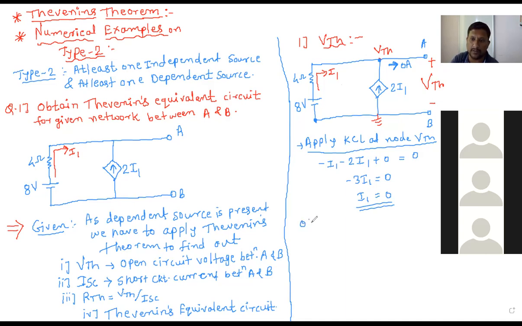So by Ohm's law, 8 minus VTH, because I have to find the VTH value, 8 minus VTH divided by 4 is nothing but I1. Right? See how the direction of I1 is. So 8 minus VTH divided by 4 is my current I1. I put I1 as 0, so 8 minus VTH is equal to 4 into 0, which is 0. So what is my answer of VTH?